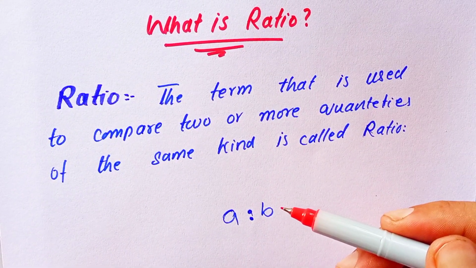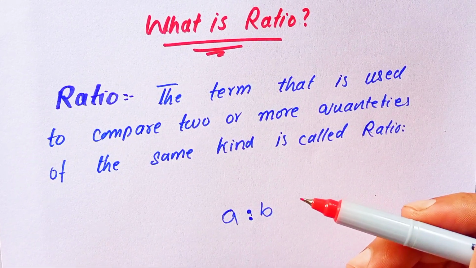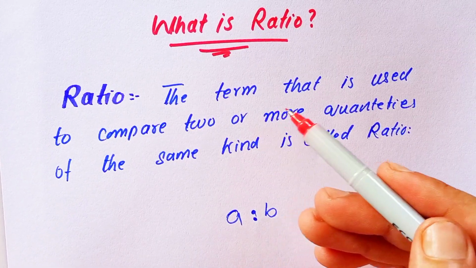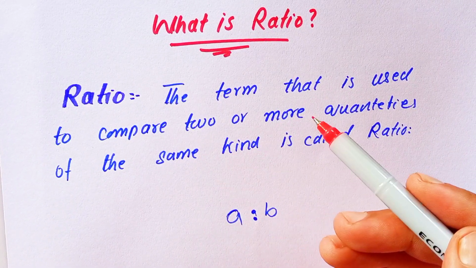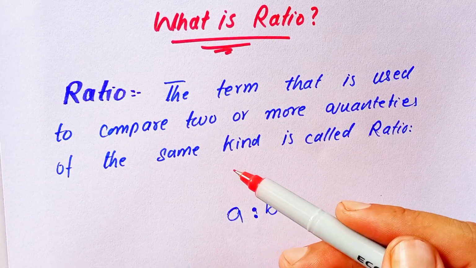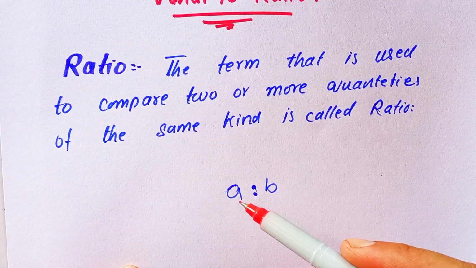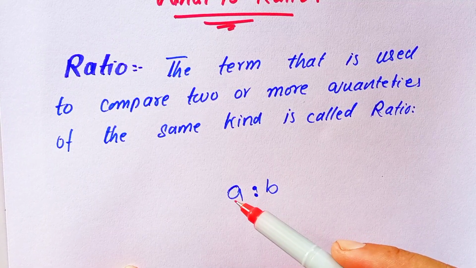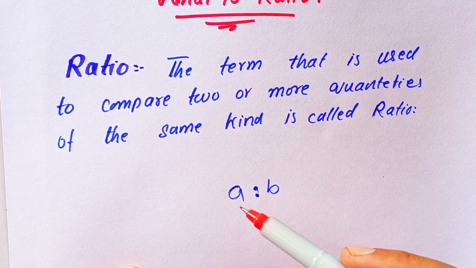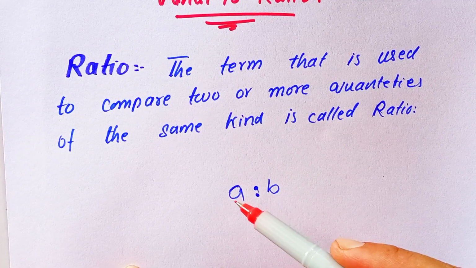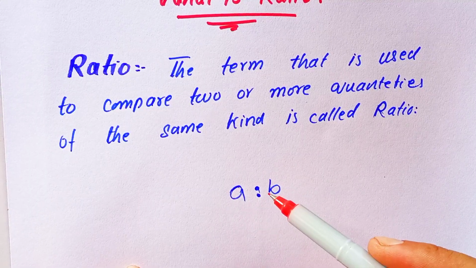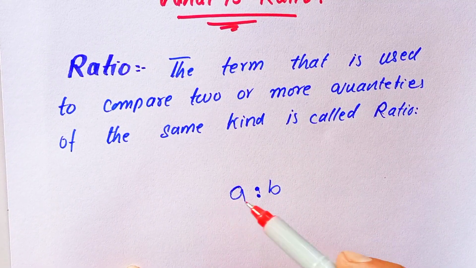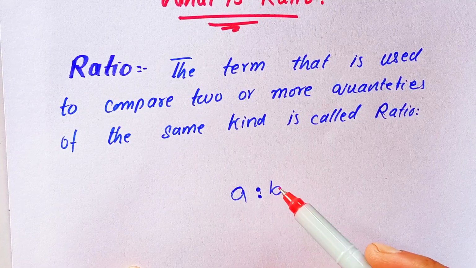In today's lesson we are going to focus on one of the most important topics in mathematics, which is ratio. A ratio is the term that is used to compare two or more quantities of the same kind. Let's suppose we have two quantities A and B. Then the ratio between the two quantities A and B is represented by A ratio B or A is to B, where A is the first quantity of the ratio and B is the second quantity.